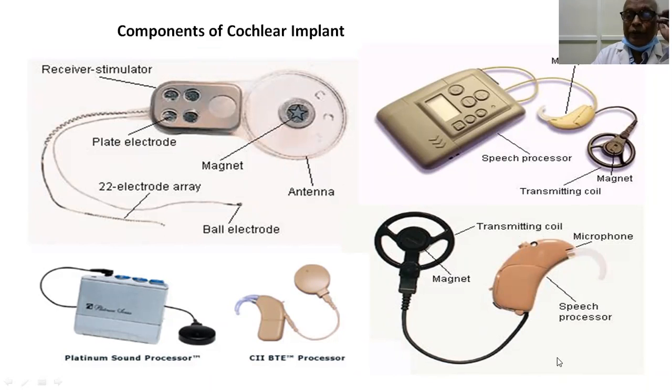Coming to the external component, it is called the speech processor. The speech processor has got a microphone, and there is a magnet here, and a transmitting coil, otherwise known as the transmitter. This is worn externally, whereas the internal component has got an antenna with a magnet, and the receiver package, otherwise known as the receiver stimulator, which has got a plate electrode and a ball electrode and a 22 electrode array, thin wire-like structures, wherein the electrodes are wound manually. So this is the structure of a cochlear implant.